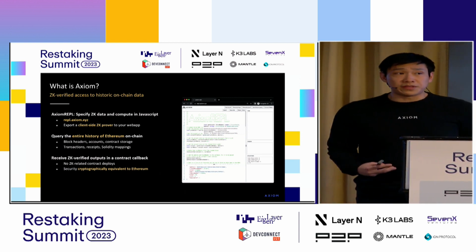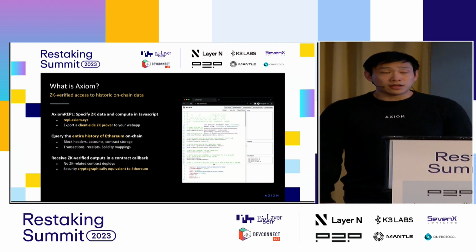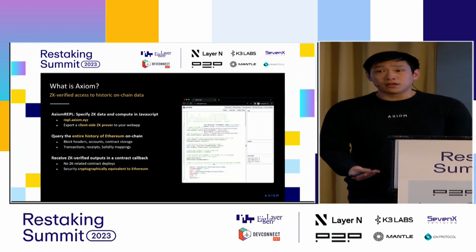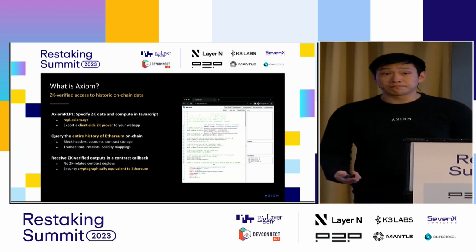And crucially, for something as high stakes as slashing, every result that we return is cryptographically equivalent in security to something you're reading directly from Ethereum within the EVM.